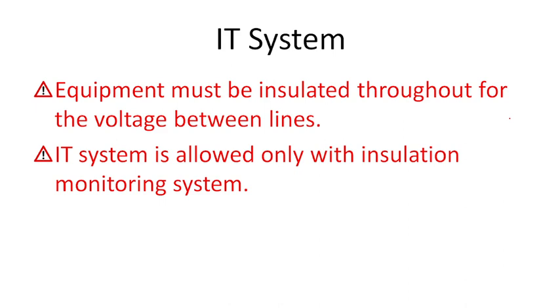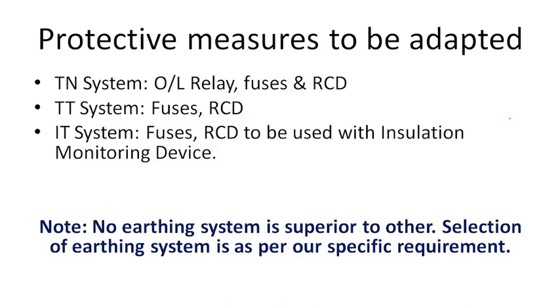Because during the event of the first fault, the system will not trip, but during the event of the second fault, the system will trip. So if we have a system to measure and detect the first fault as soon as it occurs, we can mitigate that fault and we can ensure the continuity of supply. So that is the IT system.